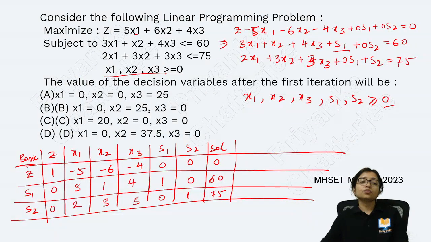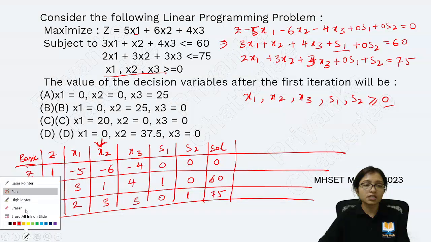After filling the table, which is your entering variable? It is the most negative one. You can find out the most negative one, that is x2. So x2 will be your entering variable. Now you have to do the ratio. How to do the ratio?